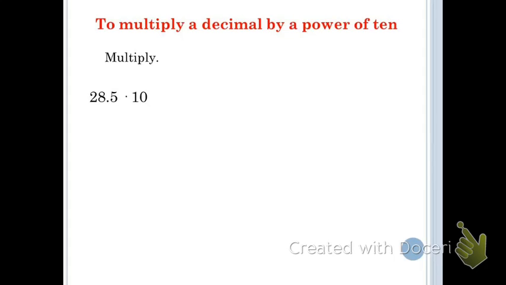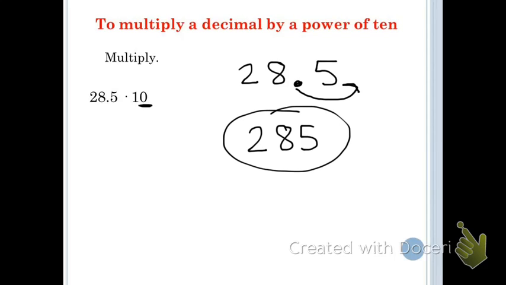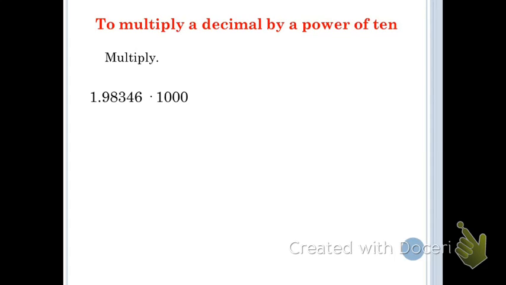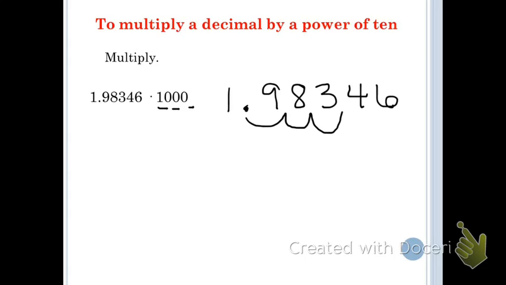Multiply 28.5 times 10. There's only 1 zero in our power of 10, so I'm moving it 1 to the right. So 285. Multiply 1.98346 times 1,000. We have 3 zeros in our power of 10, so I'm moving my decimal 3 to the right. 1, 2, 3.